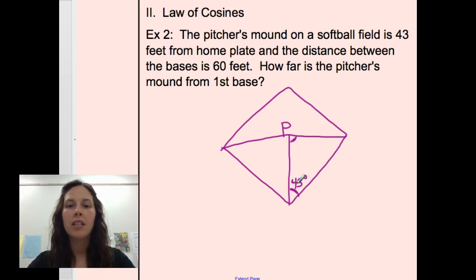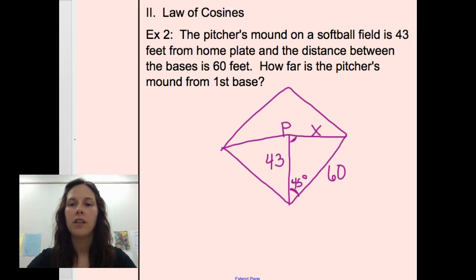So now we're going to label our sides. The distance from home plate to the pitcher's mound is 43 feet. And then the distance between home plate and first base is 60 feet. And we are looking for the distance from the pitcher's mound to first base.